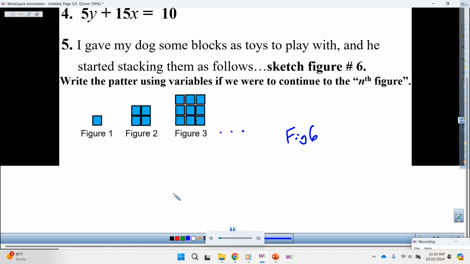Like Mario's got it, very good Mario. And then Gio's got it, very good Gio. So look up, here, let me give you a hint. Figure 1, figure 2, figure 3. All right, now tell your neighbor how many blocks are needed for figure 6.